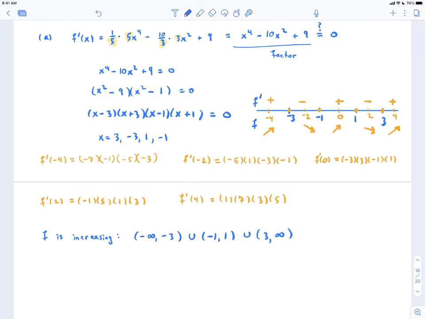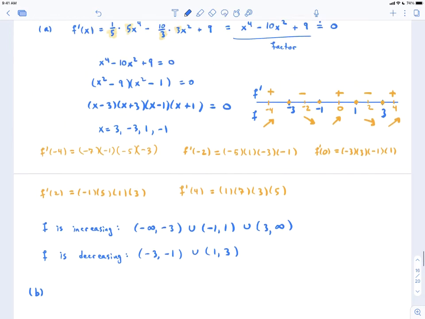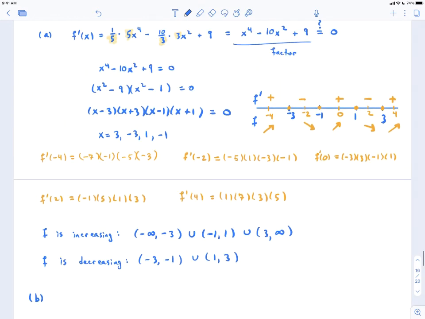And f is decreasing on the other intervals. So negative 3 to negative 1, union 1 to 3. And that solves A. Where is the function increasing or decreasing? B asks us about concavity. For that, we need the second derivative. So the first derivative we've computed, let's just rewrite it.